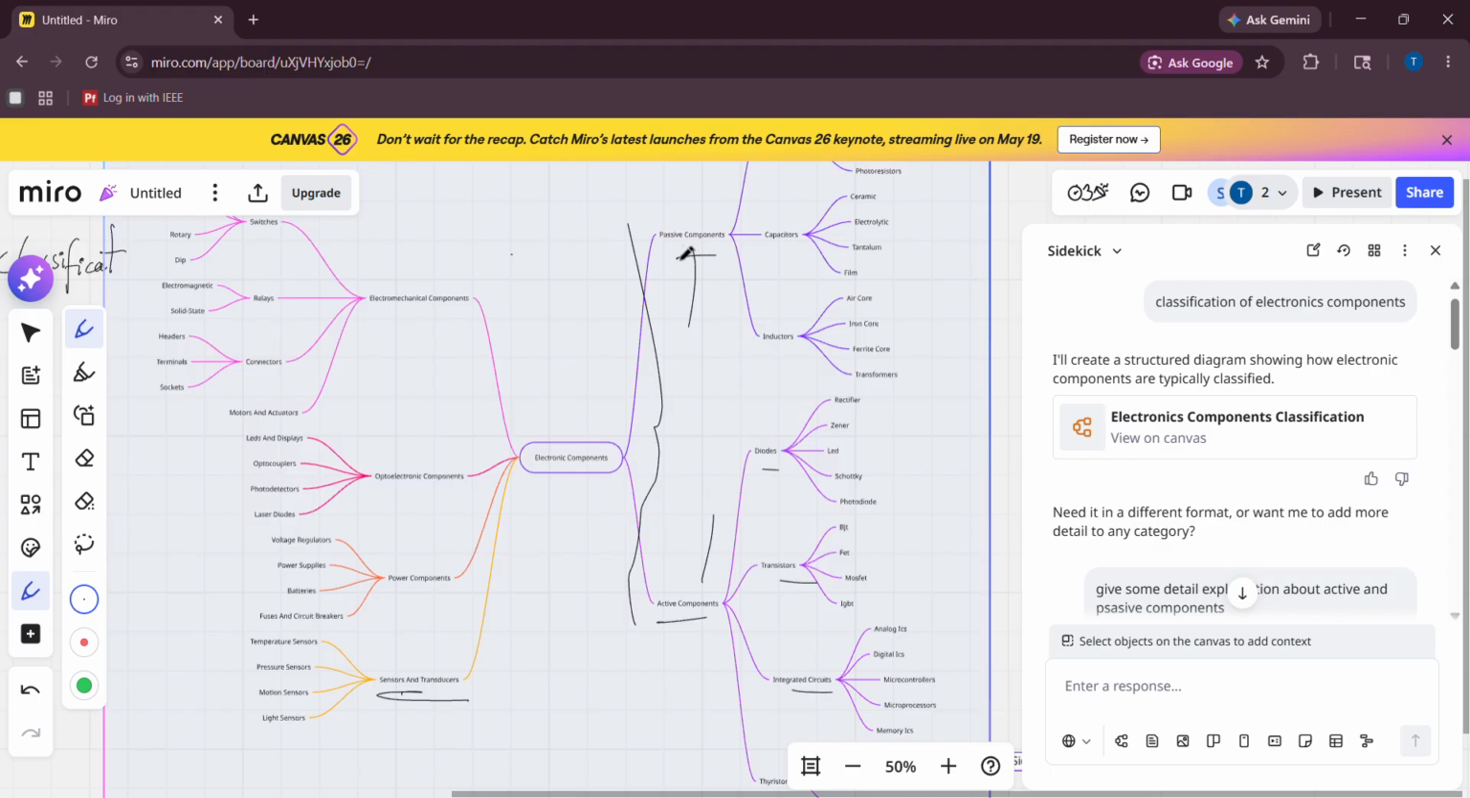So if anyone asks, we directly say passive component, active component. So everyone knows passive components and active components. They simply ask what is the difference between you and others. So what is the knowledge difference?